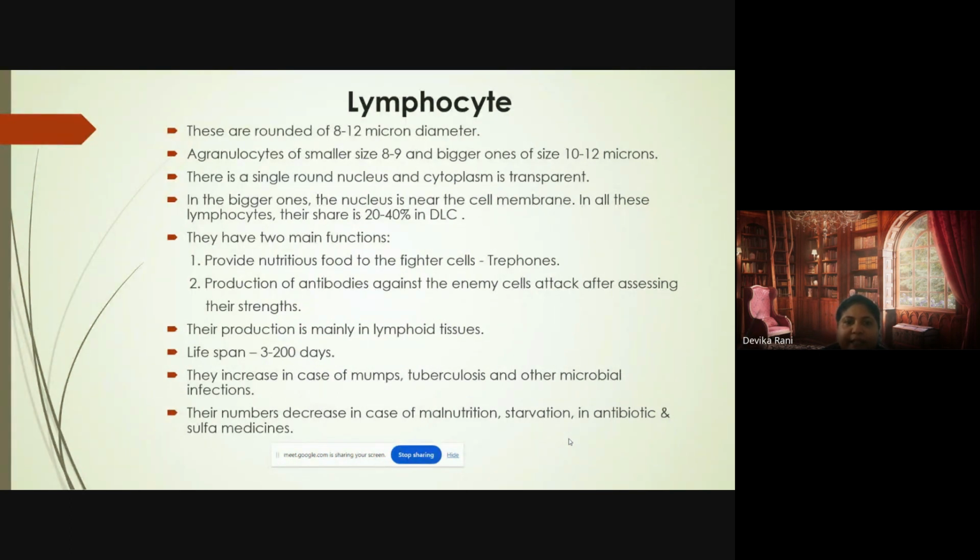Their lifespan is around 3 to 200 days. They increase in case of infections like mumps, tuberculosis, and other microbial infections. And their numbers decrease in case of malnutrition, starvation, and with antibiotic and sulfa medicines. In case you have them, they can reduce their numbers.